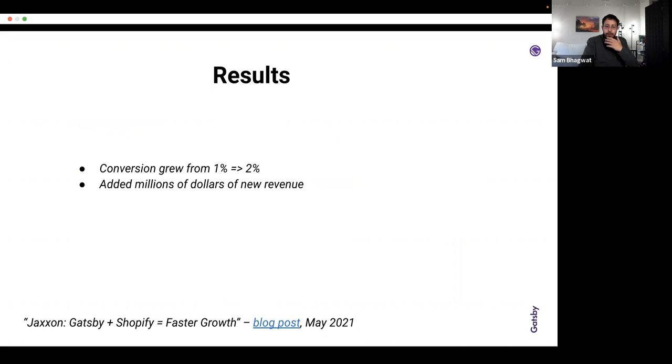One of the most important parts of the project. With the faster performance, the conversion doubled from 1% to 2%, which added millions of dollars of new revenue. The project actually only took a couple of months for these two devs, so it was pretty affordable for Jackson. It's a huge ROI on the project. They were very glad they did the migration.